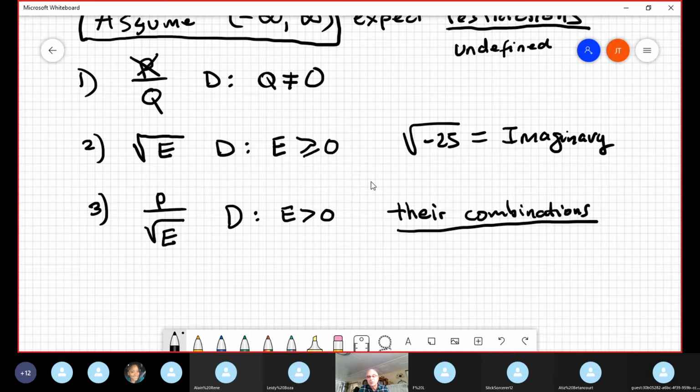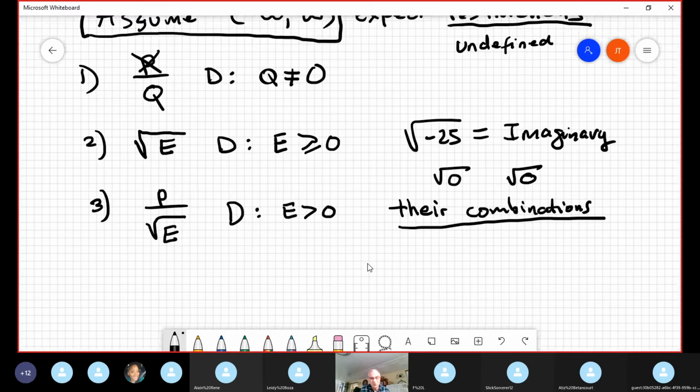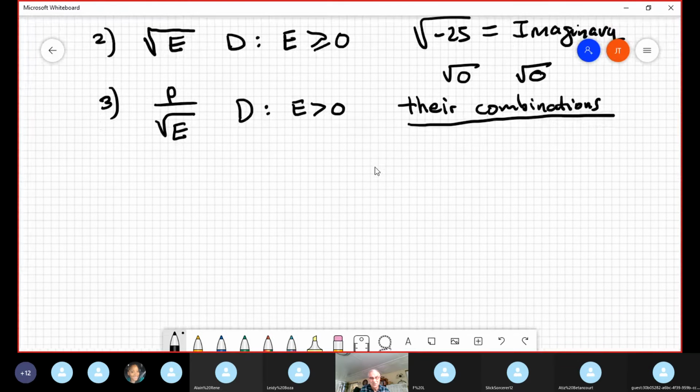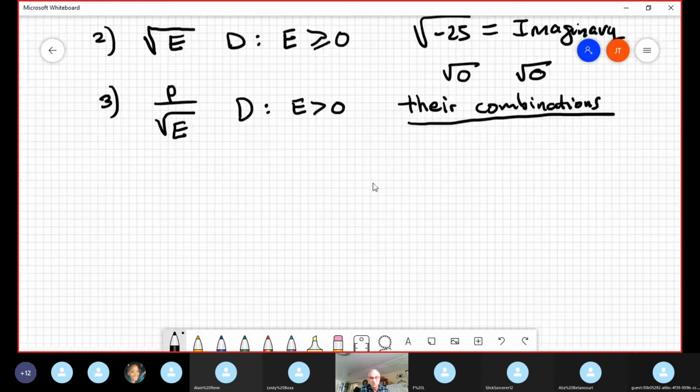Okay? Because sometimes, why combination? Because suppose you have a function that contains two radicals. Then you apply one restriction here and one restriction here. Okay, let's see an example. Do you understand very well? Keep in mind this restriction, guys. 1, 2, 3. I repeat it 50 times throughout the course because this is important.